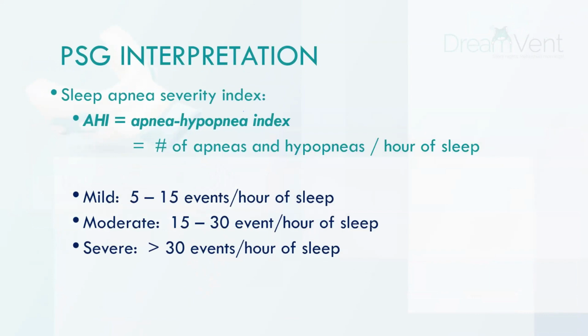So that's how we grade sleep apnea. 0 to 5 is normal, mild is 5 to 15 events per hour, 15 to 30 events per hour is moderate, and severe is 30 events per hour.